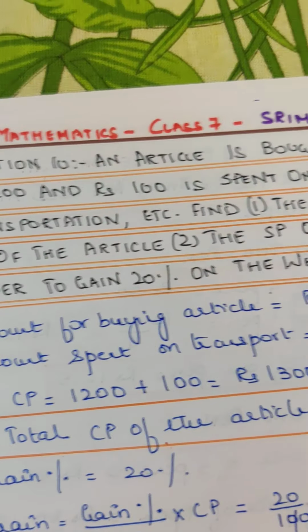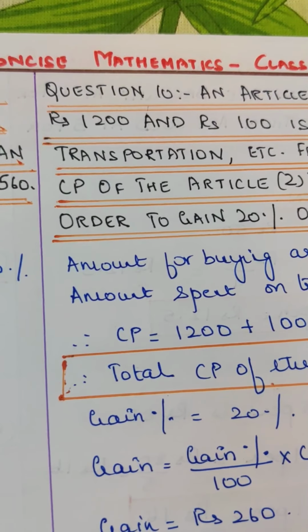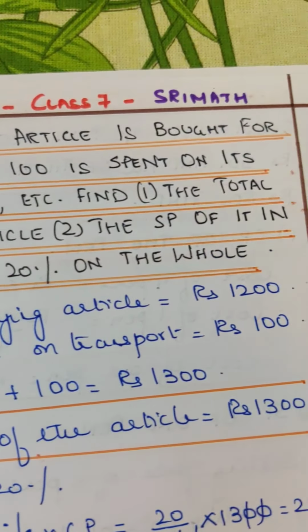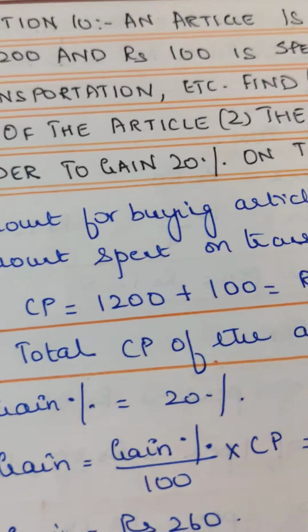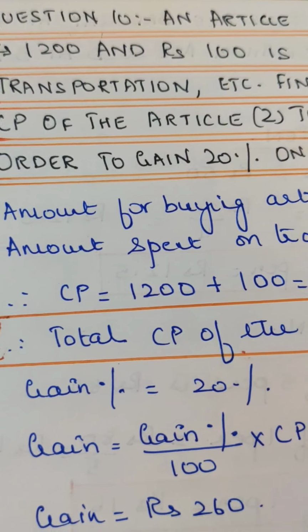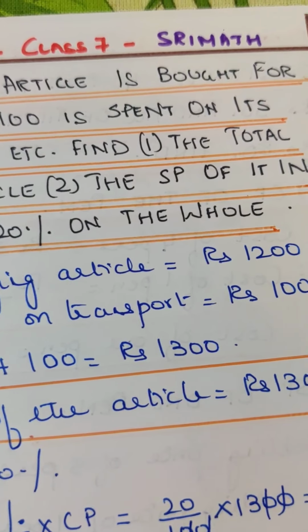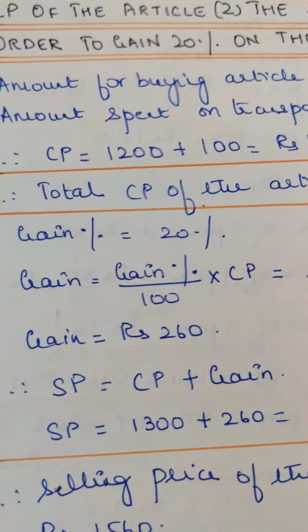Question number 10. An article is bought for rupees 1200 and rupees 100 is spent on its transportation, etc. Find the total cost price of the article, and the selling price of it in order to gain 20% on the whole. Therefore, amount for buying the article is equal to rupees 1200. Amount spent on transport is equal to 100. Therefore, cost price will be 1200 plus 100, that is equal to rupees 1300. Therefore, total cost price of the article is equal to rupees 1300.